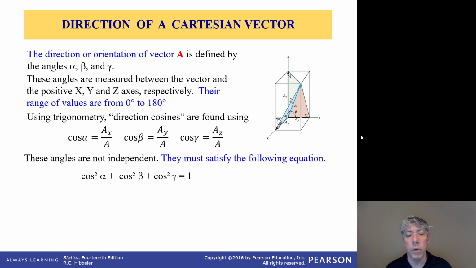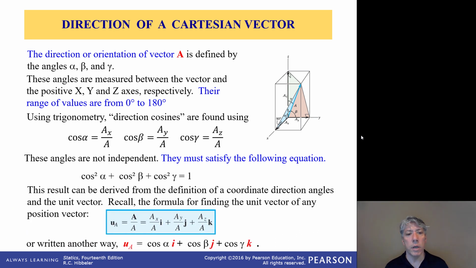And so what you would end up with, let's say that vector A lies along the x-axis, in the first term is 1 squared, right? Because cosine of 0 is 1, and 1 squared is still 1. But then beta and gamma, both being 90 degrees, their cosines would be 0, and 0 squared is still 0, so we end up with 1. So that's an example of how this equation works, but it turns out that it always works with any arbitrary vector. The angles are not independent and must follow that equation.